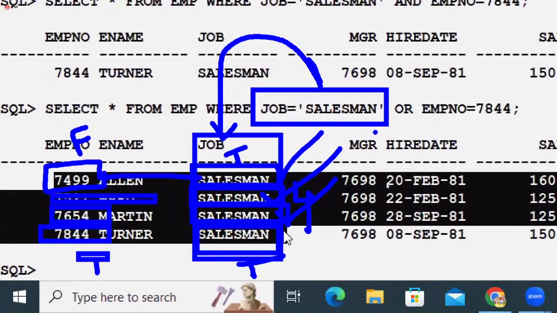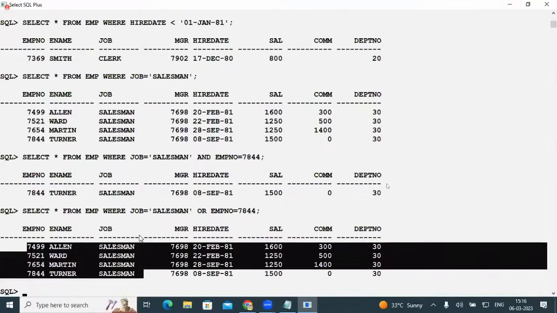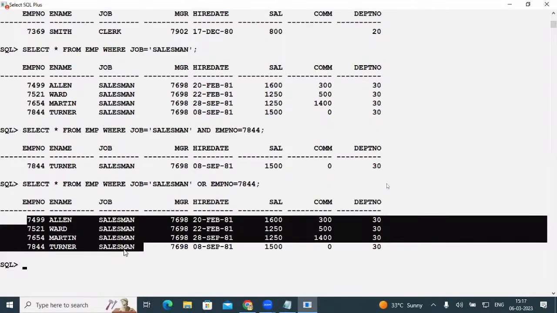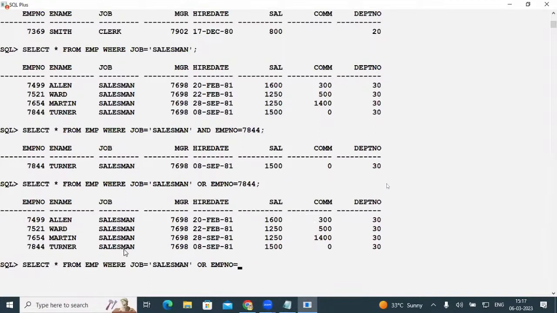But if I use the same AND operator, how many people come? Only 1. Why? Because your 7844 and your salesman both should be in the same row. Okay? So whenever it is in the same row, AND; in different rows, OR. For example, one more example, let me show. Suppose in this only, guys, in place of this, I am passing 7788, using the AND operator. Observe carefully. What is your output?